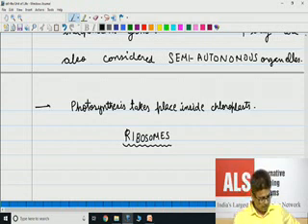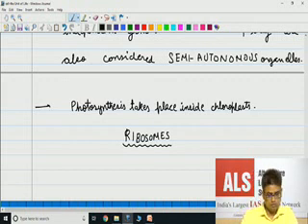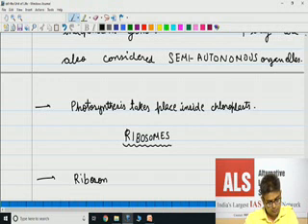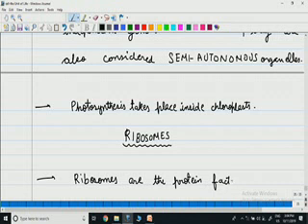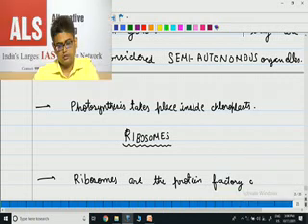So regarding ribosomes, what do ribosomes serve the function of? Ribosomes are the protein factory of the cell. Ribosomes are the protein factory of the cell.